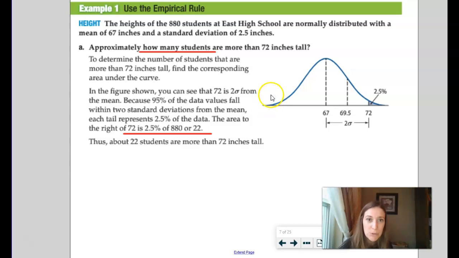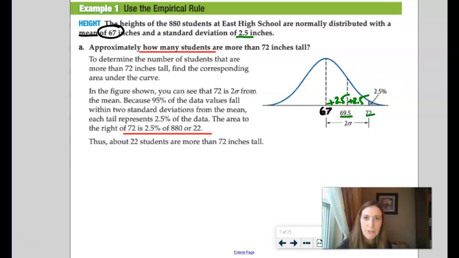So using the empirical rule, we're going to give you some information, and it says we have 880 students, so we'll just call that the population. That comes in later. They're normally distributed, the heights are, with a mean of 67 inches. So you'll notice they put the 67 smack dab in the middle of your curve. And then a standard deviation of 2.5 inches. So if it was me, I would have drawn a really ugly curve and then started measuring up 2.5, counting by 2.5s. So that's where the 69.5 came from. They added 2.5. And then they added another 2.5. And they got up here to 72.